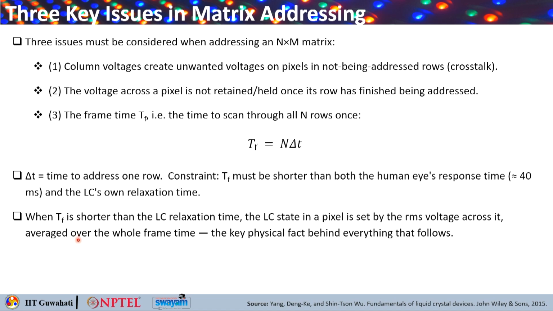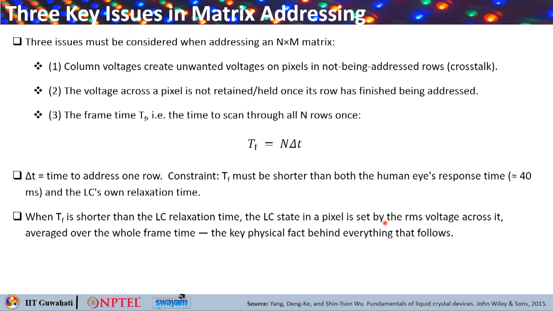Okay, now when Tf is shorter than the liquid crystal relaxation time, the liquid crystal state in that pixel is set by the RMS voltage which is applied across it. You can average it over the whole frame time, and this is the key physical fact that is basically responsible for everything that happens after that.